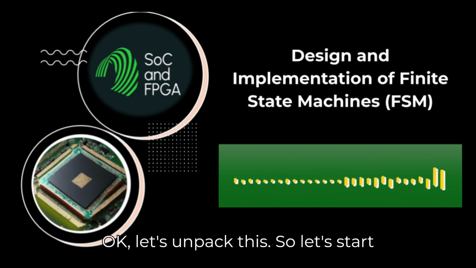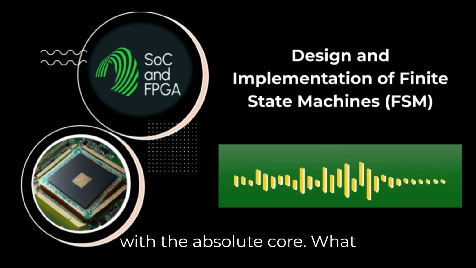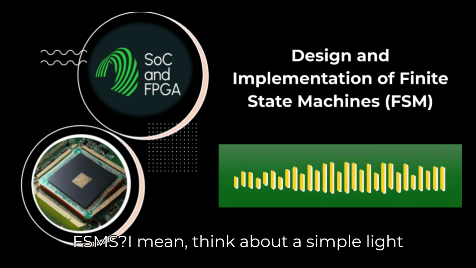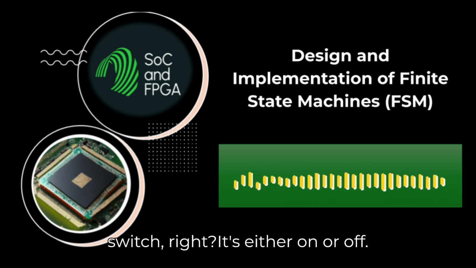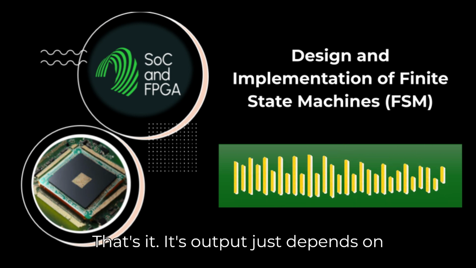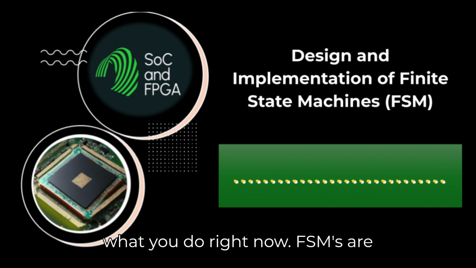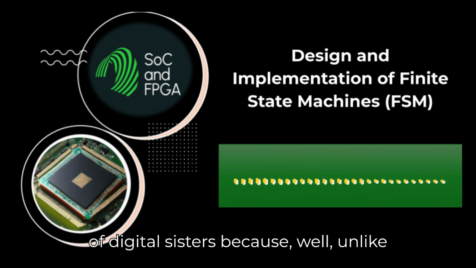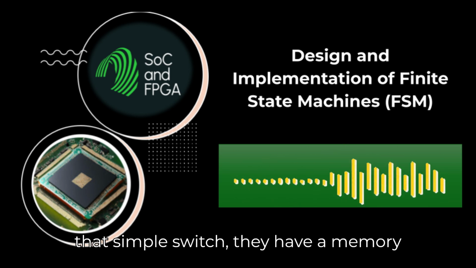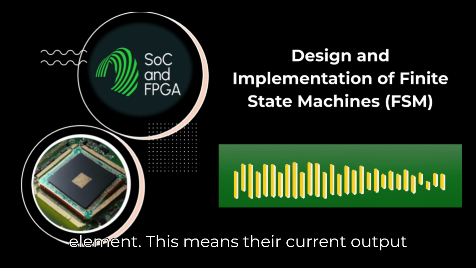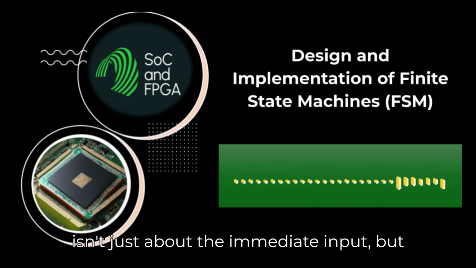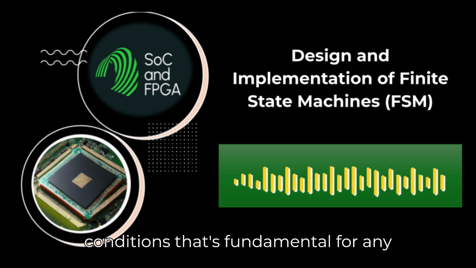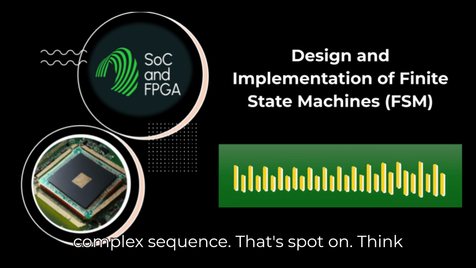Okay, let's unpack this. So let's start with the absolute core. What exactly are finite state machines, or FSMs? Think about a simple light switch, right? It's either on or off. That's it. Its output just depends on what you do right now. FSMs are different. They're the control backbone of digital systems because, unlike that simple switch, they have a memory element. This means their current output isn't just about the immediate input, but also what happened moments ago. It's their ability to remember prior conditions that's fundamental for any complex sequence.